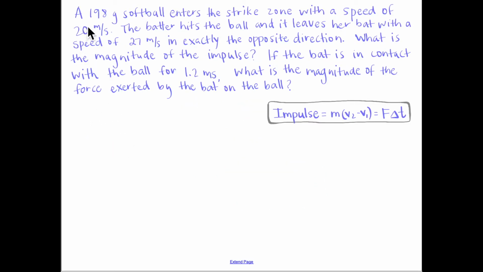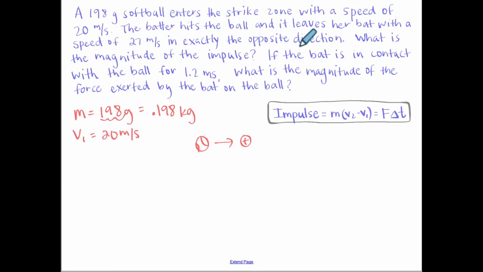Okay, in this problem we have a 198 gram softball, which we will convert to 0.198 kilograms. It enters the strike zone, so we're going to imagine this ball going this direction. We're going to call that the positive direction. So V1 is going to be 20 meters per second. The batter hits the ball and it leaves her bat with a speed of 27 meters per second in exactly the opposite direction. So now the ball is going this direction, which we will call the negative direction. So V2 is negative 27 meters per second.